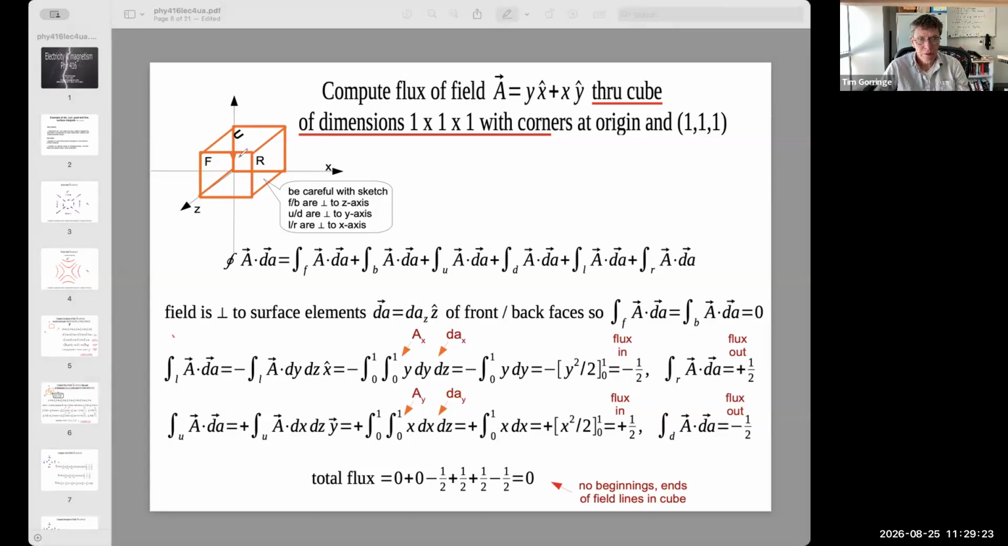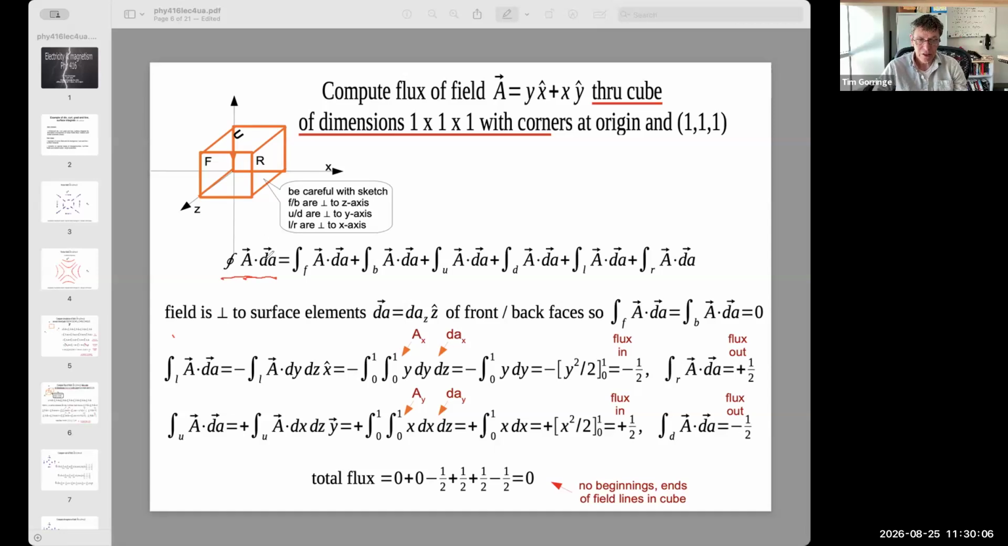I labeled the different faces of these cubes with some sort of notation. The way I did it is to call this face here the front face, and then there's a back face that we don't see. I called this face here the right face, and there's one over here that's kind of hidden, which is the left face. And then here's the up face, and downstairs is the down face. And so I wrote down the general expression for the flux through this surface.